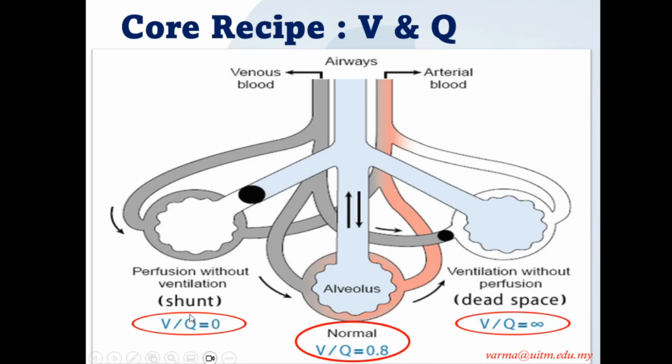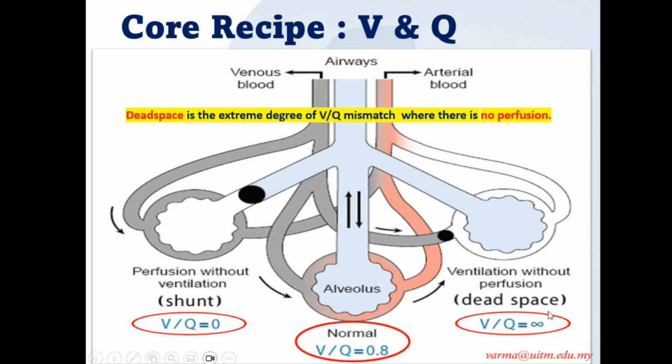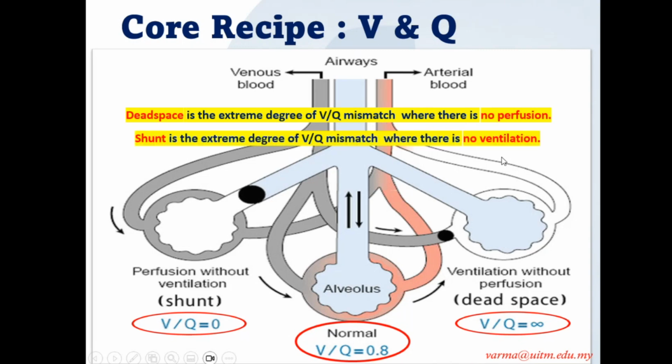So dead space is the extreme degree of VQ mismatch where there is no perfusion, whereas shunt is the extreme degree of VQ mismatch when there is no ventilation. So dead space and shunt actually are part of VQ mismatch. But we put shunt as a separate cause in hypoxemia. The other day we talked about 5 causes of hypoxemia: low FiO2 or low partial pressure of oxygen, alveolar hypoventilation, we talked about diffusion abnormality, then we talked about VQ mismatch, and then we put shunt as separate.